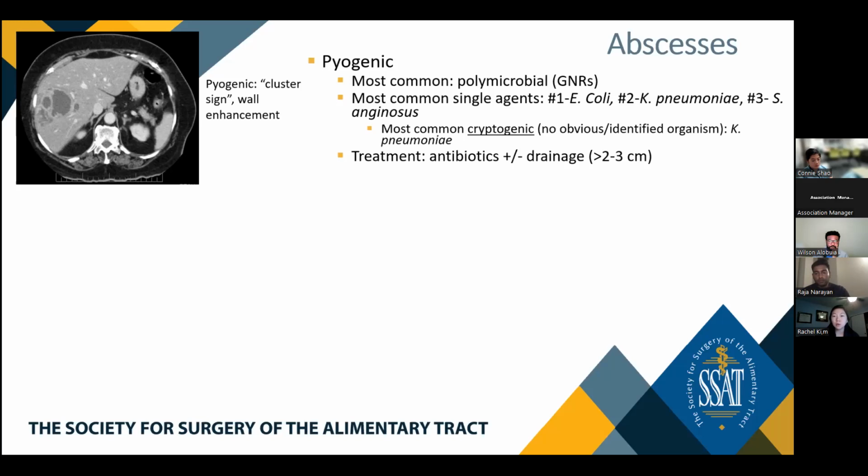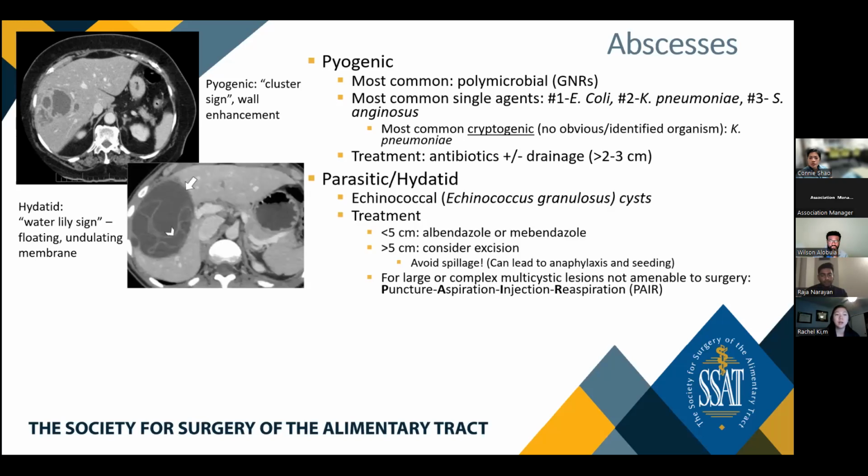This is just a random question that I remember from a prior ABSITE that I got wrong at the time. So if this helps you get 1 point, I hope it does. The most common cryptogenic organism, which is when you don't identify an obvious organism, is actually Klebsiella. The treatment is antibiotics plus or minus drainage for large abscesses, but for anything smaller than 2 centimeters, antibiotics are usually sufficient. Obviously, you need to monitor their clinical signs and symptoms.